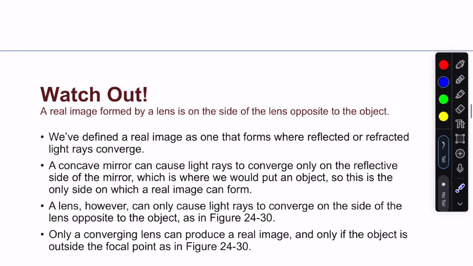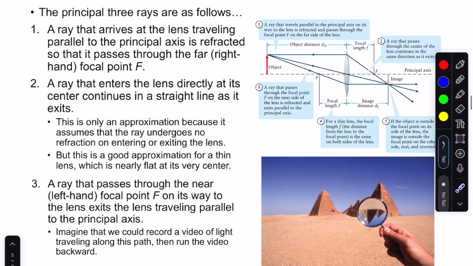So a real image formed by a lens is on the side of the lens opposite to the object. We've defined a real image in terms of mirrors as one that forms where the reflected rays converge. Well, we're going to use the same description here. Where the actual rays are converging, not the dashed ones, but the solid ones, we call that the real side. It's made by real rays. We didn't have to use our virtual, dashed rays to create that convergence point here. We were able to use the real rays. We didn't have to trace anything back. So this image that's created is a real image, okay?